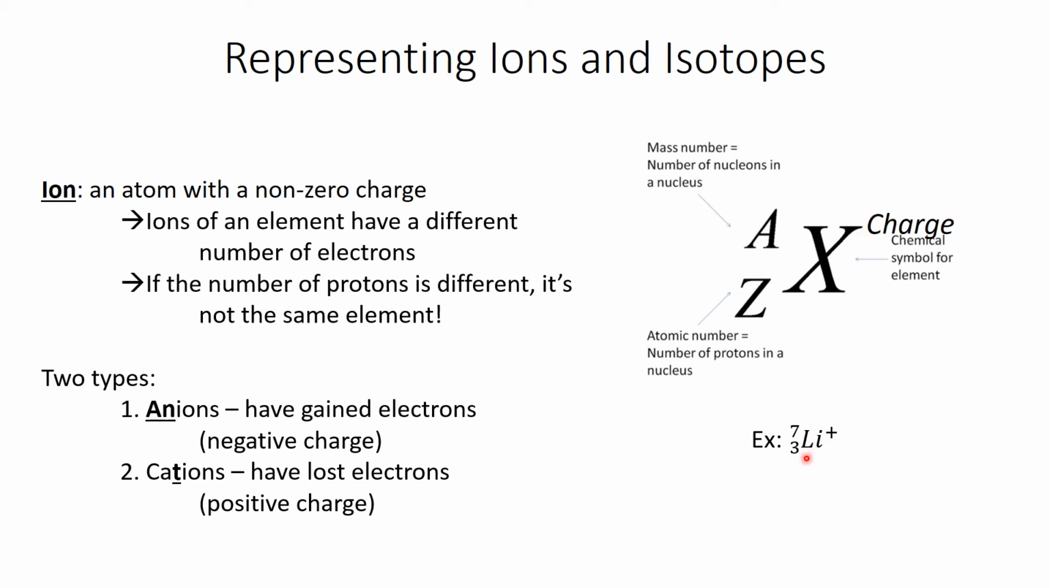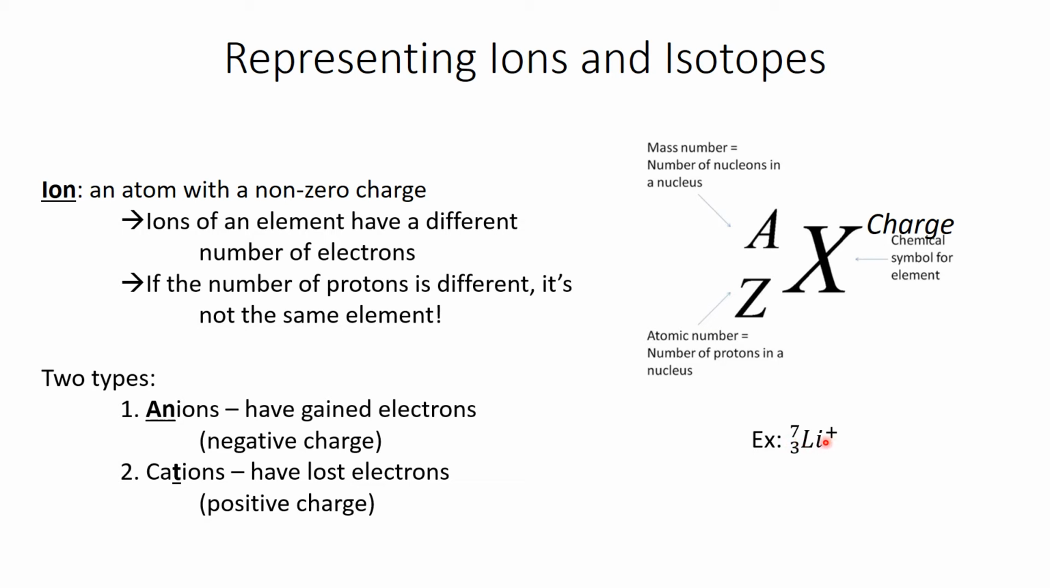So if I have this symbol here, that is Li, lithium, and I have 3 protons. That tells me its atomic number is 3. I can read that off the periodic table too. The mass number is 7, which means it has 7 protons plus neutrons. So if I have 3 protons and 7 mass, that means I must have 4 neutrons.